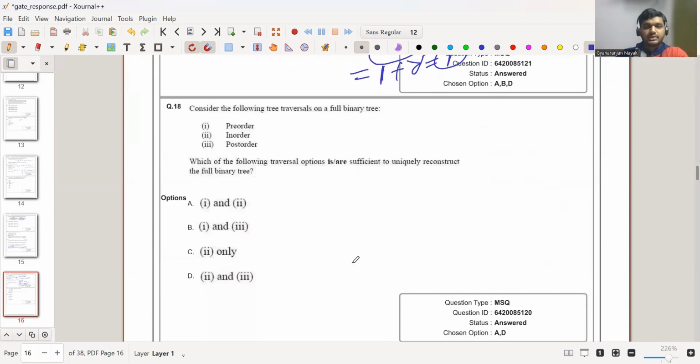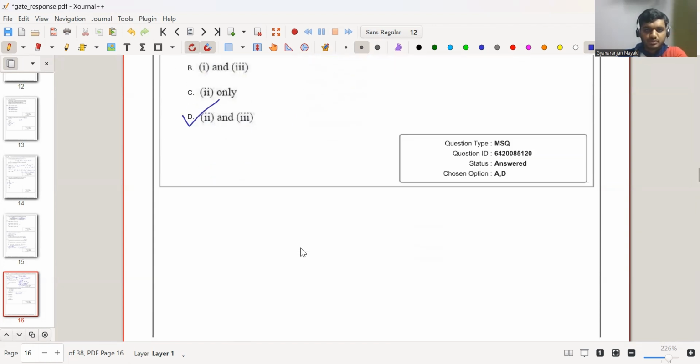So here consider the following tree traversals on a full binary tree: first one is pre-order, then in-order, then post-order. Which one of the following traversal options is or are sufficient to uniquely reconstruct the full binary tree? So if we draw the full binary tree, then we know in-order is compulsory. So here the answer is in-order and pre-order, and in-order and post-order. So options A and D are correct. So we proceed to the next.